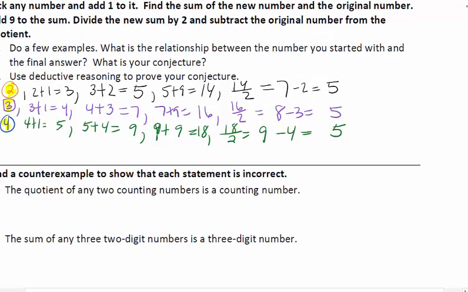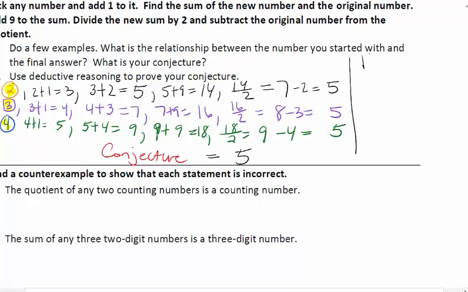So my conjecture for this problem should be that I will always get 5. So that's, again, what I think is going to happen. Now we're going to prove it using deductive reasoning.